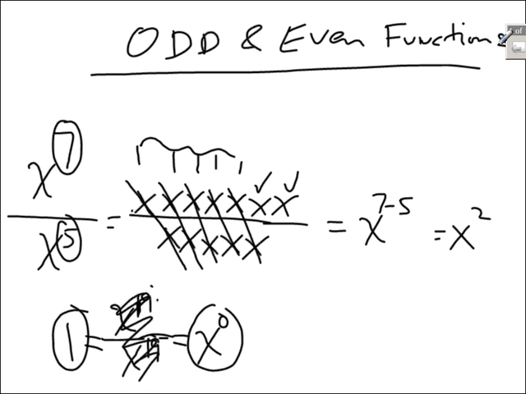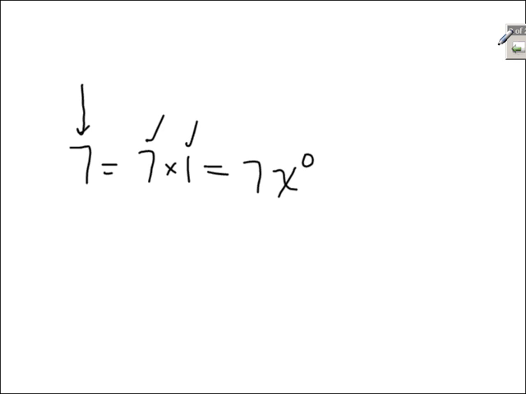Okay, so why all this? Well, let's see right now. If you have a constant and somebody asks you, what's the power of x? Well, 7 is, of course, 7 times 1. 7 is 7, and 1 is x to the 0. That is, if you have a constant and somebody says, what's the power of x on that constant? You say 0, the power of x is 0.